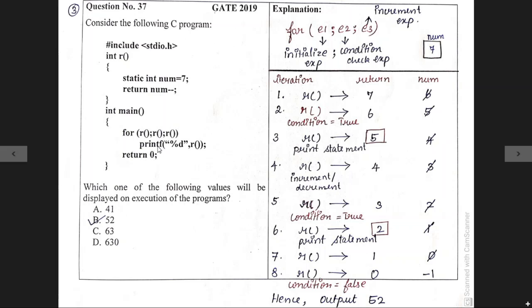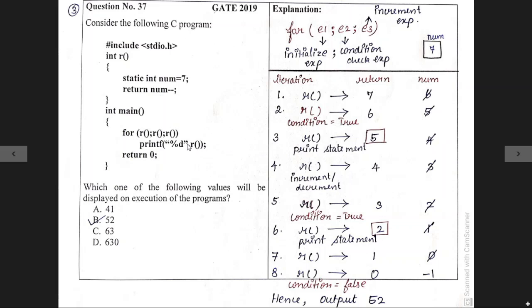Inside the for loop I have the printf function. In the printf function I have again the R function. This R function, the calling procedure, moves on to the called procedure. Finally the static variable holds the value 5. Now the 5 is returned and decremented to 4. This 5 is displayed on the output screen because this R function is present inside the printf statement. So this 5 is displayed on the output screen.